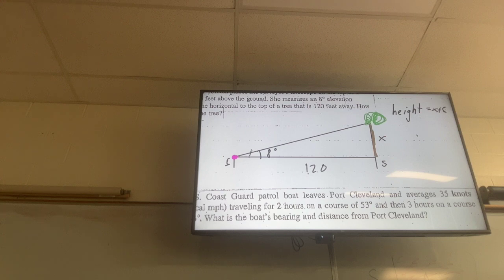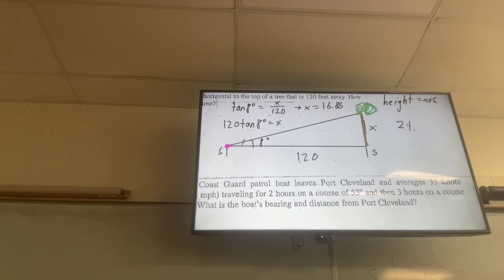So what's going to happen here? We can solve for x, then add 5. That's our answer. How do we solve for x? We have our opposite side and our adjacent side. Tan 8 degrees equals x over 120. 120 tan 8 degrees equals x. X equals 16.86. Just add 5. The answer is 21.87.